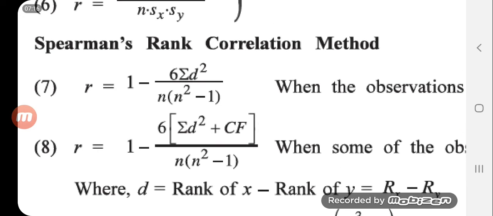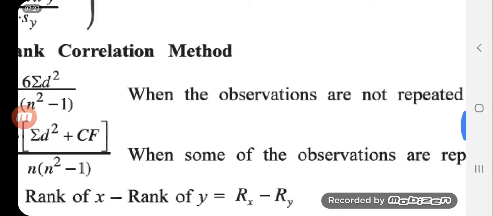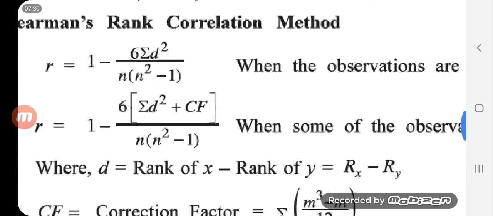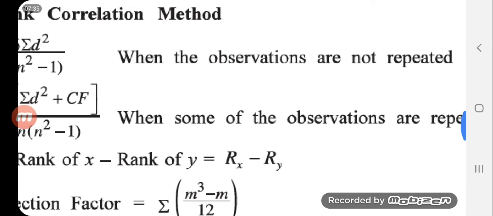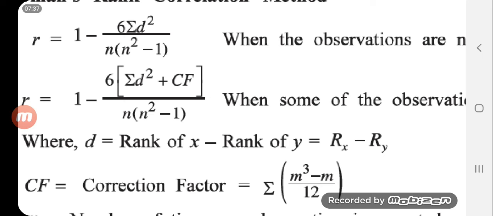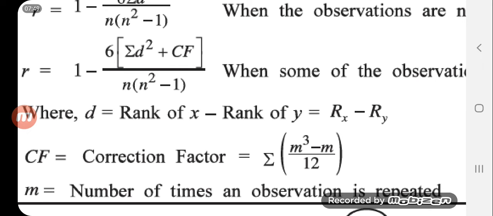Then we have Spearman's rank correlation method. r equals 1 minus 6 sigma d square upon n into bracket n square minus 1, where d is called the difference between the two ranks. Here observations are not repeated, we will use this formula. When some observations are repeated, we will use this formula, that is we have to use CF, the correction factor, and this correction factor can be found by the formula sigma m cube minus m upon 12. And d will be the rank of x minus rank of y.